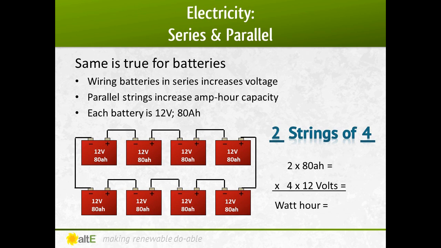You can see that wiring 4 12-volt batteries in series equals 48 volts, and wiring those 2 strings in parallel equals 160 amp hours. When you multiply that together, you get 7,680 watt hours.